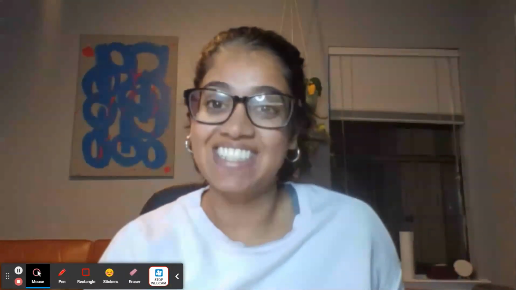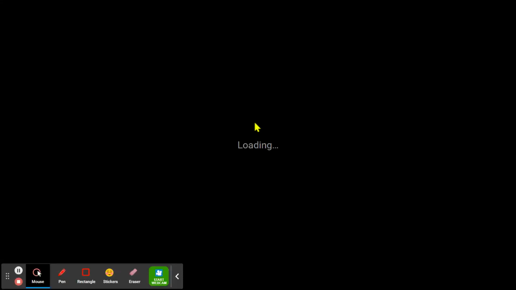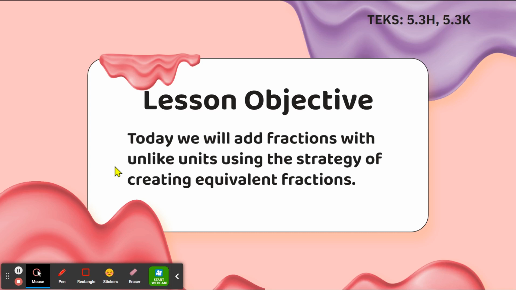Let's go ahead and take a look at today's lesson objective. So our lesson objective for today is we will add fractions with unlike units using the strategy of creating equivalent fractions. The TEKS we're going to be covering today is 5.3H and 5.3K.